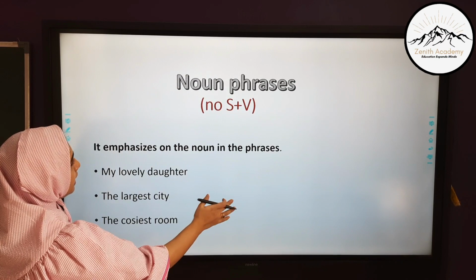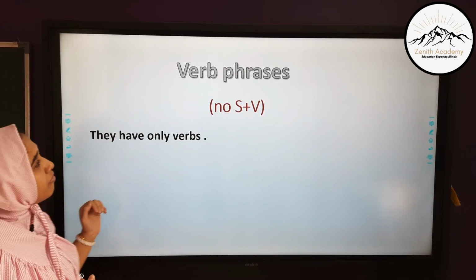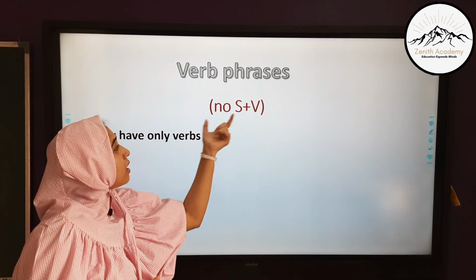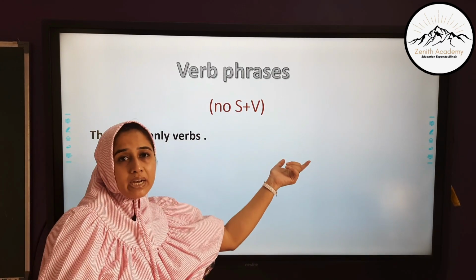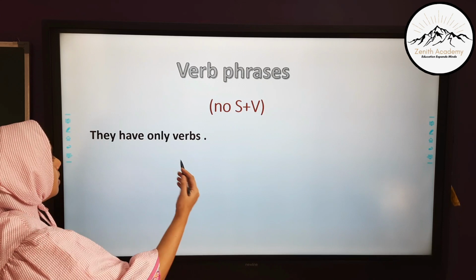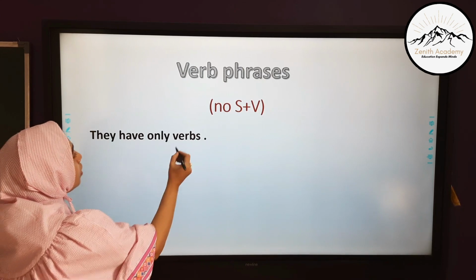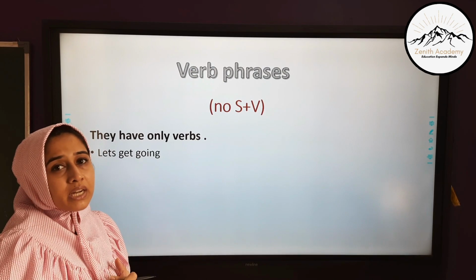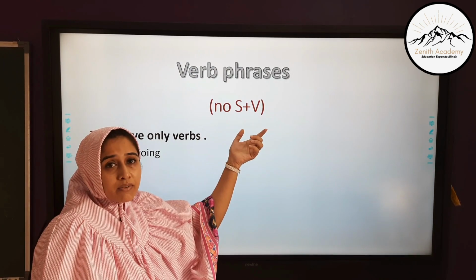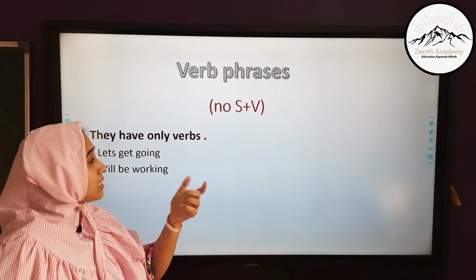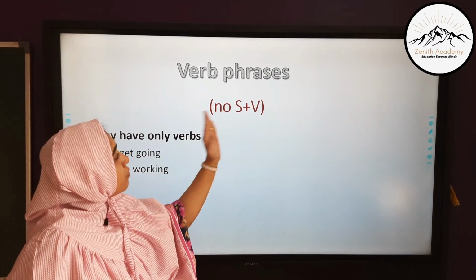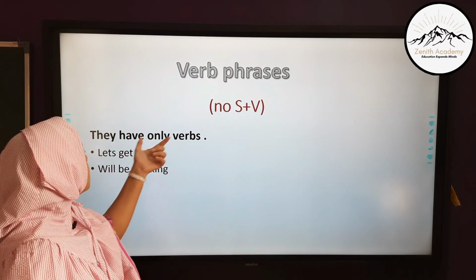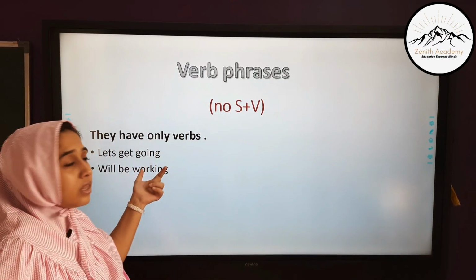Let's move ahead to the next type. The second type of phrases is the verb phrase. Now again, highlighted, it does not have a subject-verb combination, but here the phrases have only verbs. Now I think it seems a bit confusing that it does not have a subject-verb combination but has verbs. Yes, that is why we can identify it as a phrase: it does not have a subject. The phrases focus only on the verb.